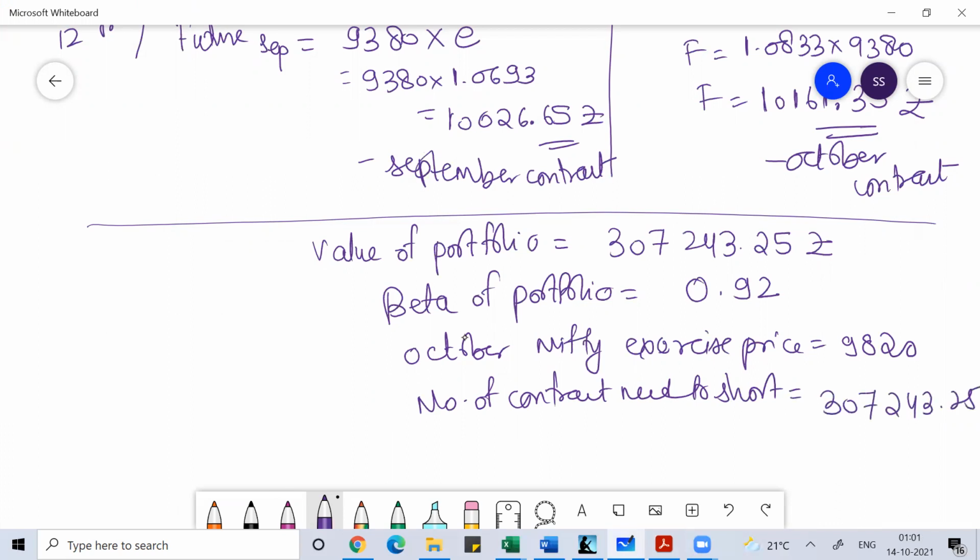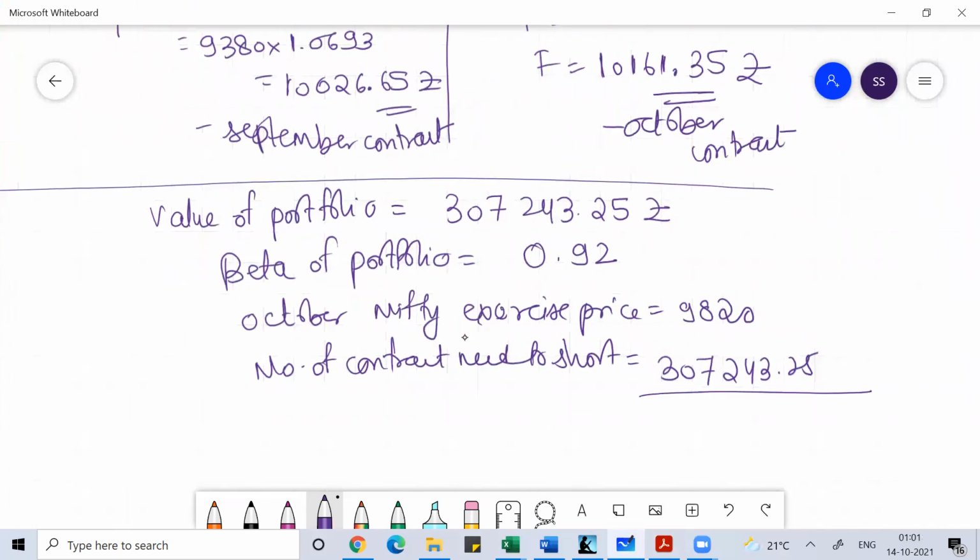307,243.25, that is the value of his portfolio, divided by the value of one Nifty contract. One Nifty contract is equal to how much? 9820 into 25, into the beta of the portfolio, which is equal to 0.92. This gives you the number of contracts you need to short.